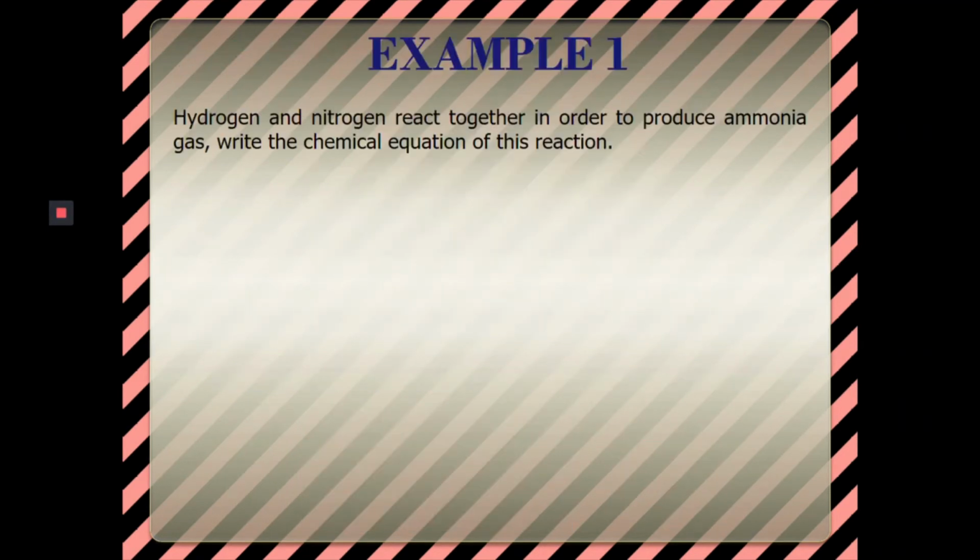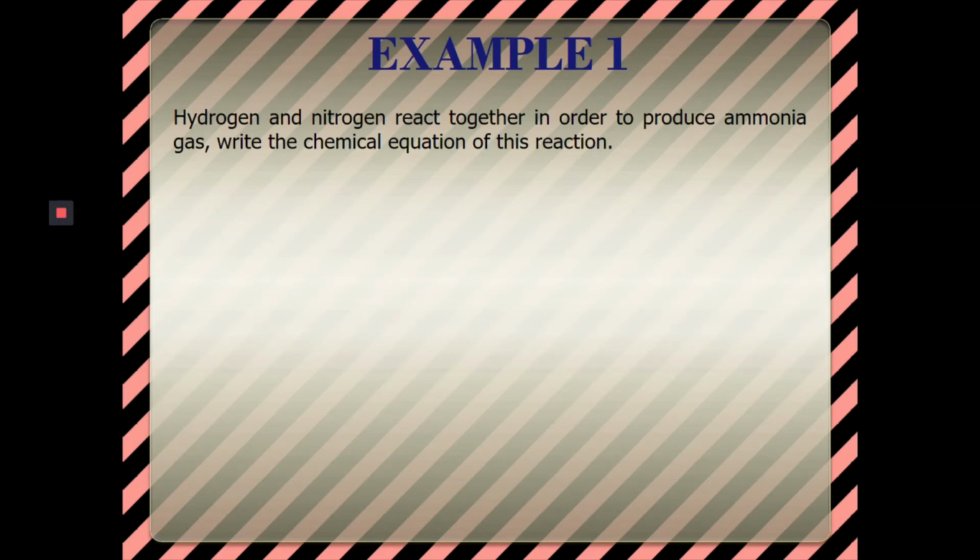Okay, so let's take a look at another example here. Hydrogen and nitrogen react together in order to produce ammonia gas. Write the chemical equation for this reaction. Okay, so the first step is we have to write the correct chemical formula. Okay, so here we have hydrogen and nitrogen as a reactant and ammonia gas as a product.